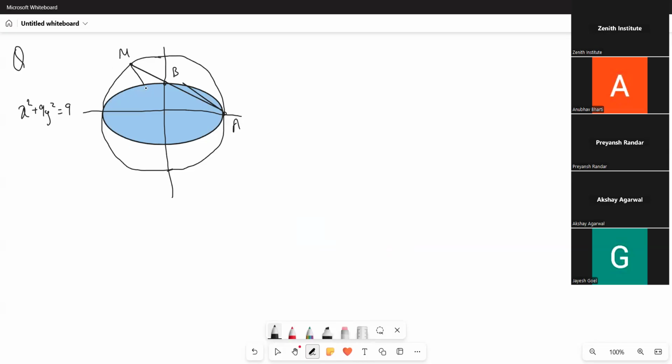Then find the area of the triangle AOM. A line passing through coordinates A and B of the ellipse. A and B are the endpoints of the major and the minor axis as usual. Intersects the auxiliary circle at M.